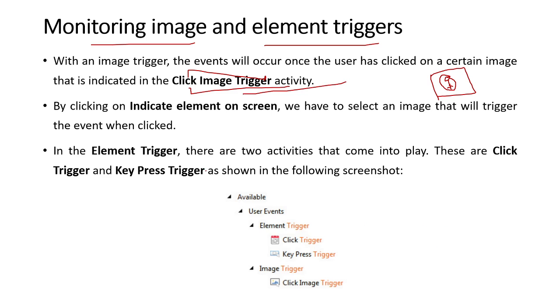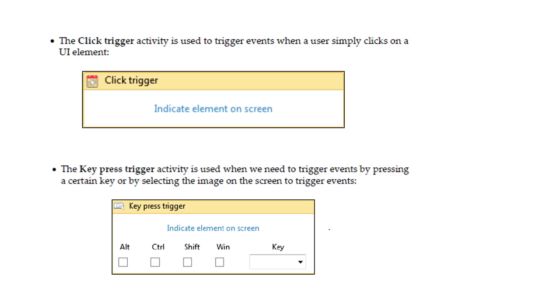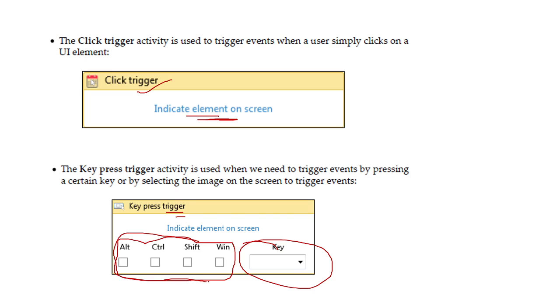In the element trigger, obviously you are familiar with this also, indicate element on screen. In the case of element triggers, there are two activities for an RPA developer. One is click trigger and one is key press trigger. This is also straightforward. See here, click trigger for mouse, key press trigger for keyboard keys. This click image trigger, as I said, deals with images. Clear? There is a snapshot here, click trigger, which you can use to specify the target element. Key press trigger deals with the keys of the keyboard, and interestingly, you can use combinations, I mean Alt or Control or Shift or Windows with Enter key or Tab key, and so on.